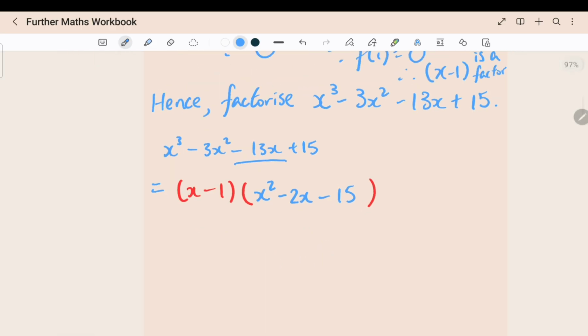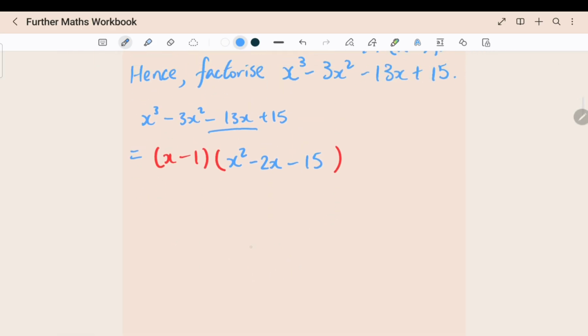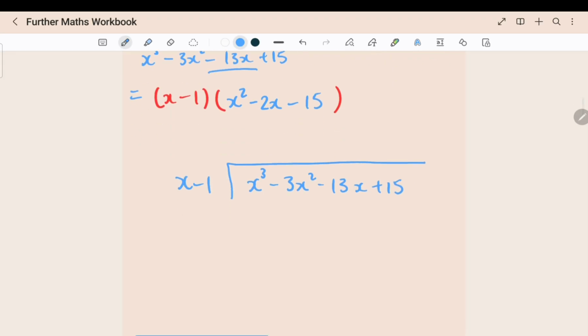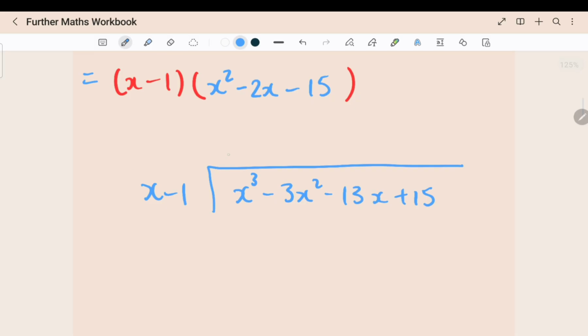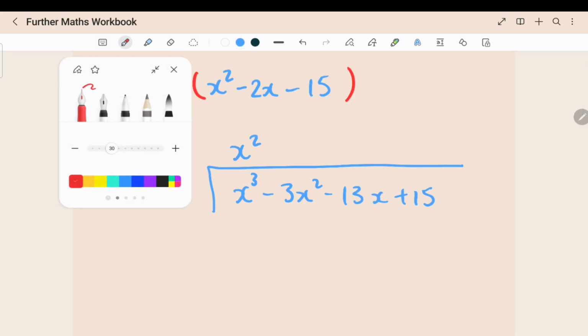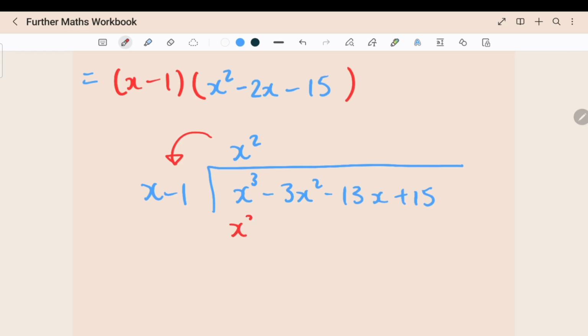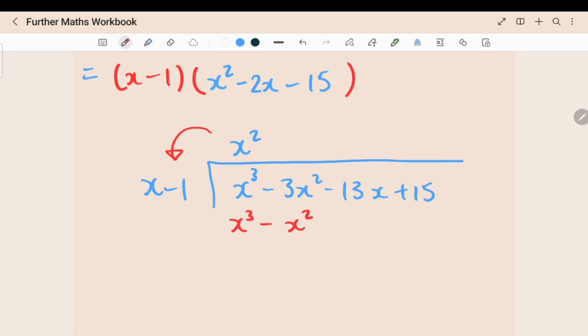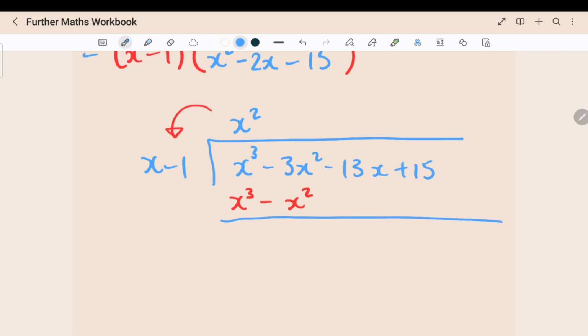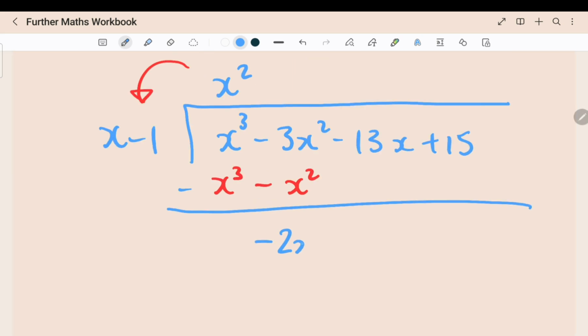Now, another way you can factorize a cubic is doing polynomial long division, which looks like this. I'm going to write down my cubic and then put it into a bus stop. And I'm going to divide it by x minus 1. So to go from x to x cubed, I need an x squared. And then if I multiply x squared by this, I get x cubed minus x squared. Now I'm going to take away like this. So I get x cubed minus x cubed. That disappears. And then minus 3x squared minus minus x squared is plusing x squared. It means I have negative 2x squared here.